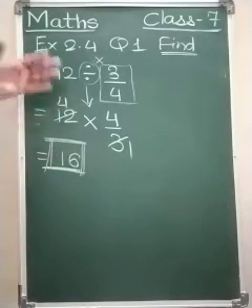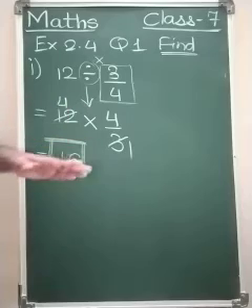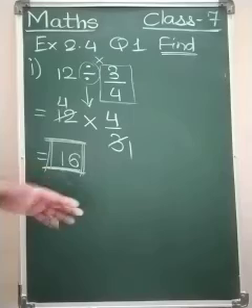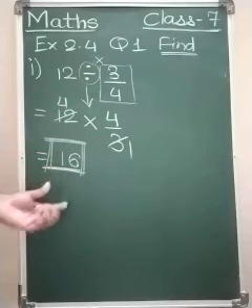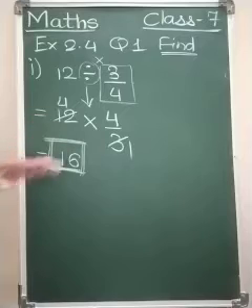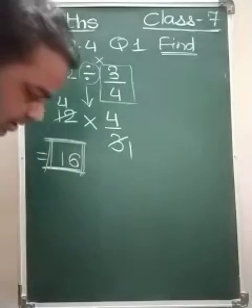Again the same things. If the answer comes to be an improper fraction, convert it into a mixed number. If the answer is a proper fraction, keep it like that. If the answer is a whole number, keep it as it is. So this is done. Understood? So let's proceed further.